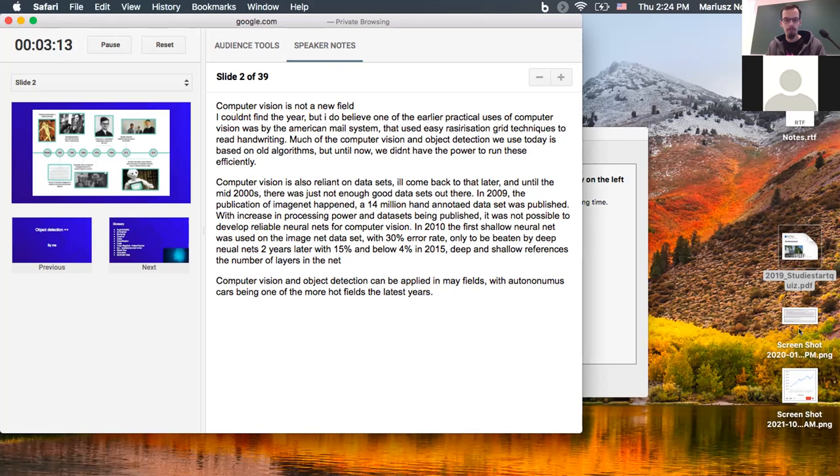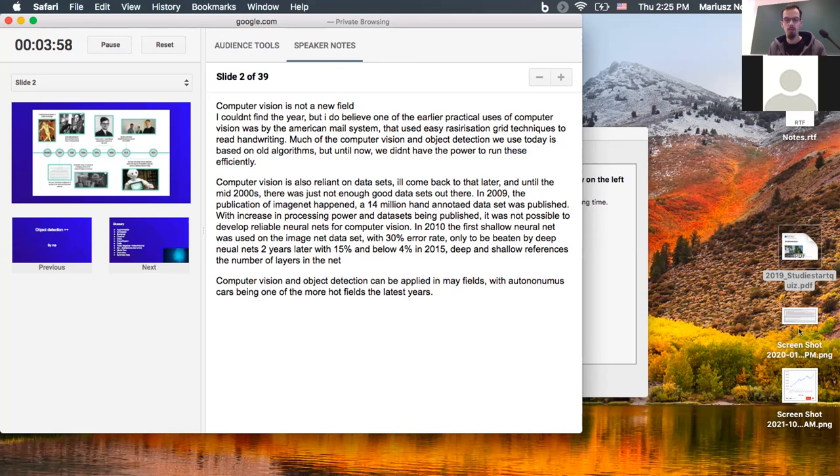Computer vision relies a lot on data sets, which is why it actually boomed a lot from 2010 onwards. In 2009, there was a large publication of a data set called ImageNet, which had 14 million hand-annotated images. I'll come back to more about that later. With increasing processing power and now more available data sets, computer vision boomed a lot in 2012 and onwards. It apparently stagnated until the data sets became available and neural nets became more popular. Until then it wasn't actually possible to use a lot of this in a reliable fashion.